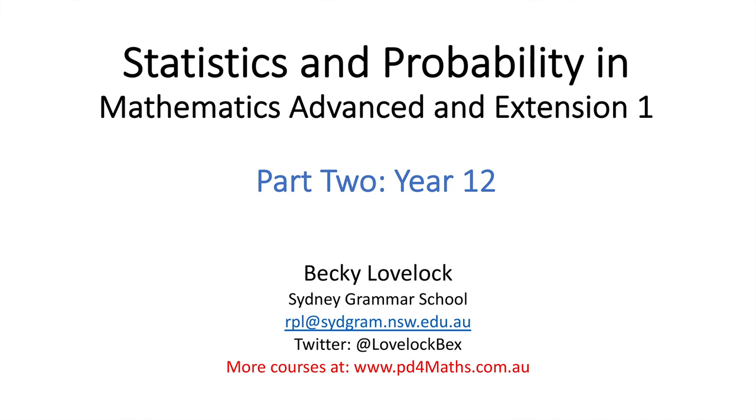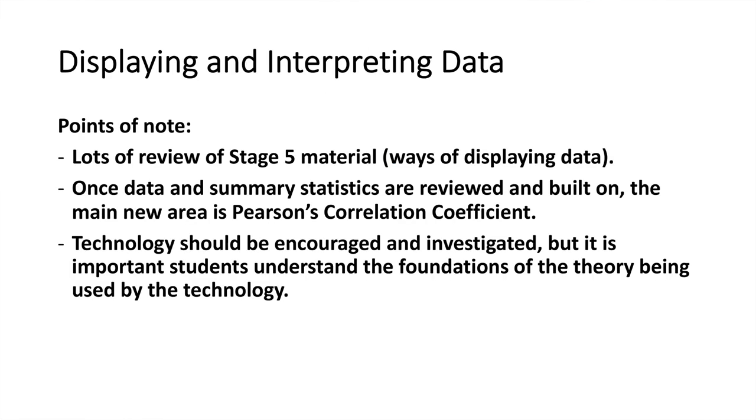Year 12. We've got the stage 5 material of lots of review of all the different ways of displaying data. We've got cumulative frequency, box and whisker plots, all that sort of stuff. We've also got the scatter plots. The new bit here that isn't in stage 5 is the Pearson's correlation coefficient.